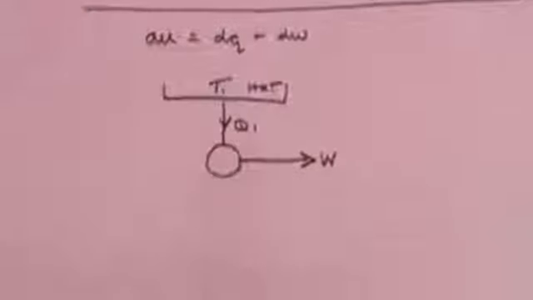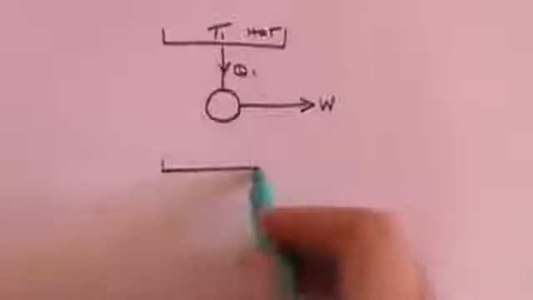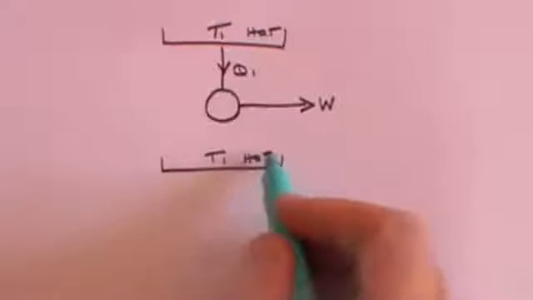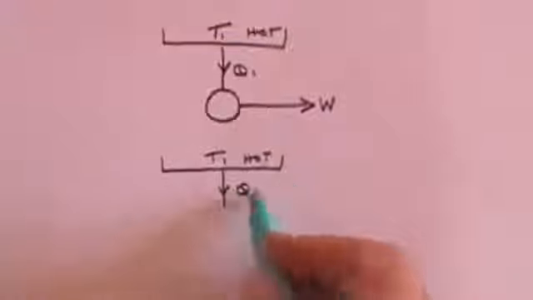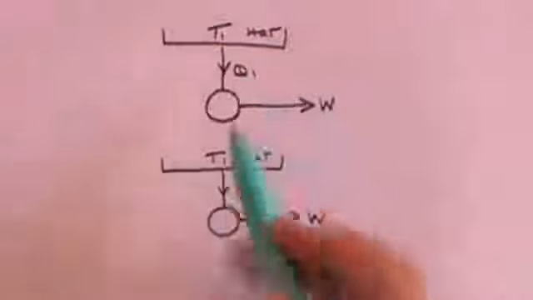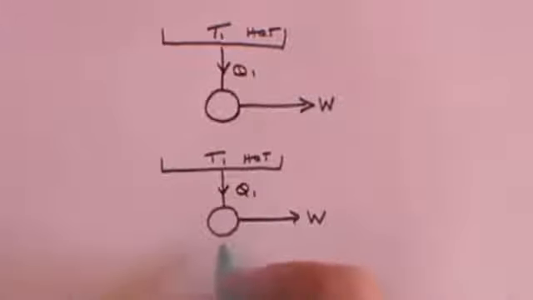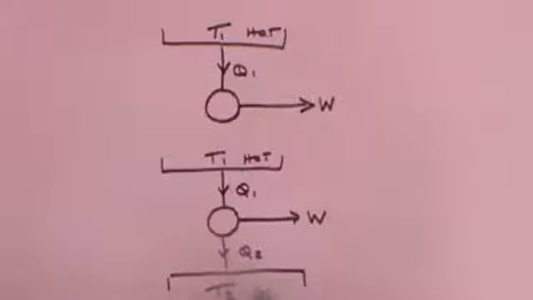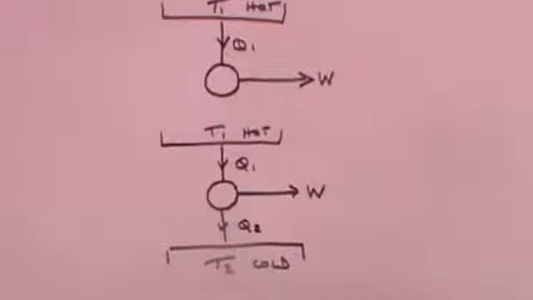The only way you could get this to work is if you had the hot supply, you took heat out of it, Q1, into some kind of engine which delivered work. So far so good, but there was always some spare heat which was lost, and that had to go to a cold chamber, temperature T2, which is cold. And only if you had an arrangement like that could you have an engine which delivered work. In other words, the system was not 100% efficient.